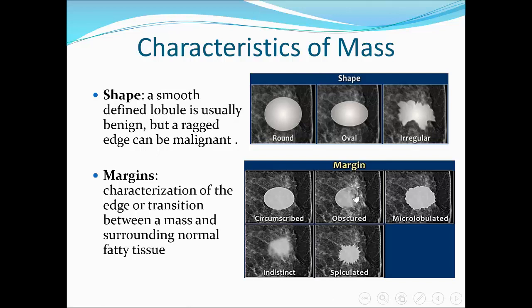Obscured margin means there is a margin I couldn't see, either due to dense glandular tissue above it, or due to infiltration of the parenchyma at that level. Microlobulated outline is also more toward malignancy. Then indistinct margins and spiculated outline. This is the spiculated outline.